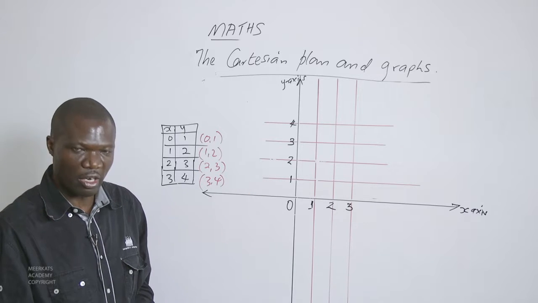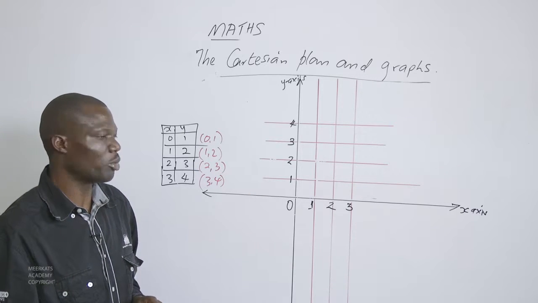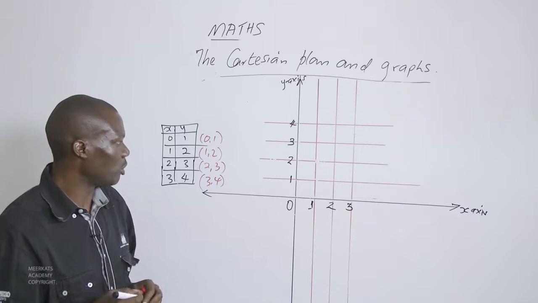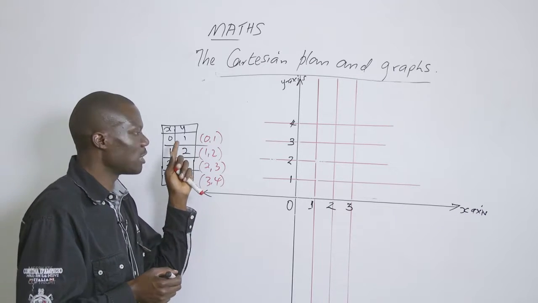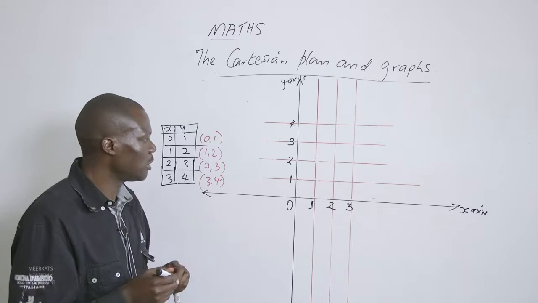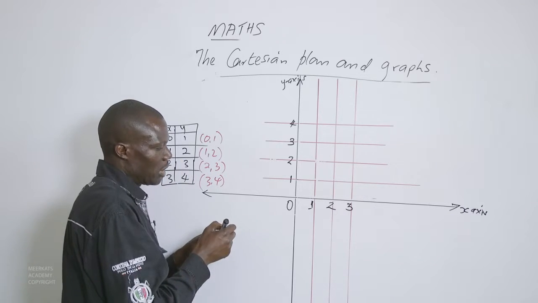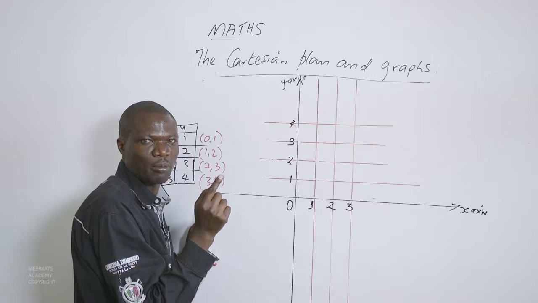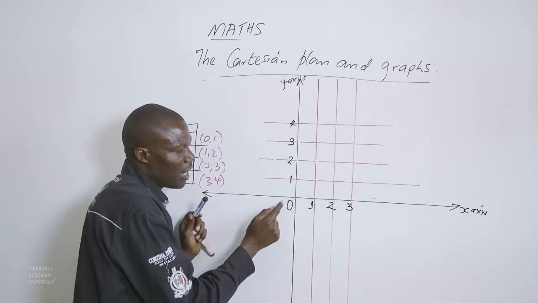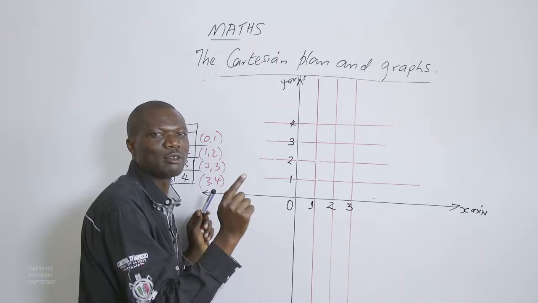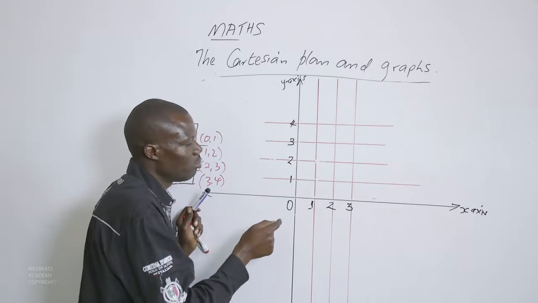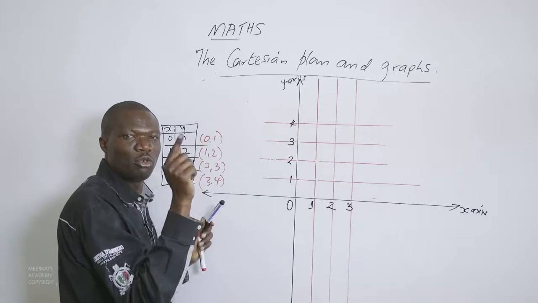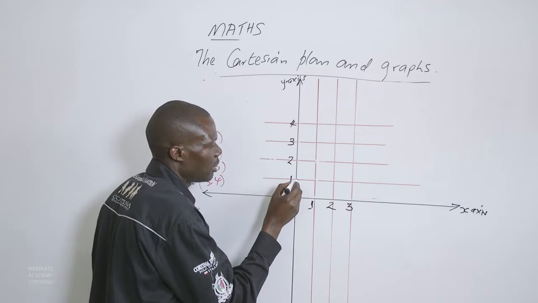Now, coming to our graph, we want to identify those points and put a dot or an X where those points are. The first point is 0, 1. 0, 1 means that the position we are looking for along the x-axis has moved 0 units. So it means it will remain along the y-axis. But on the y, it has moved 1 unit. So the first point is here.